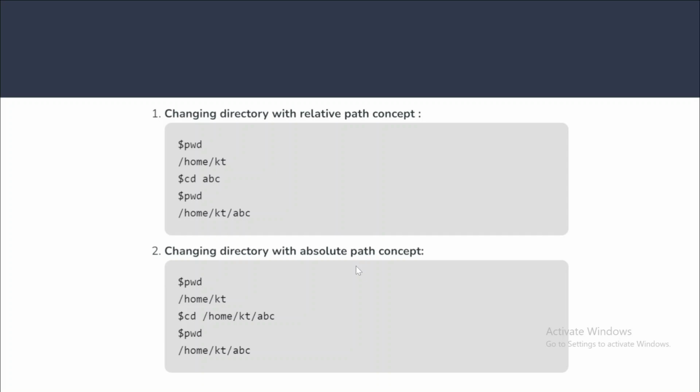Now how can you do the same thing with the absolute path? Again we start with the kt folder. The working directory is home kt, and you want to change from the kt directory to the abc directory. Now I'm not using the relative path. I'm giving the absolute path, meaning from the root directory, giving a forward slash and providing each folder name with a forward slash. When you press enter and check the pwd command again to see which directory you are in, you will see you are in home kt abc. So these are the two ways to go: either you can use the relative path or the absolute path.